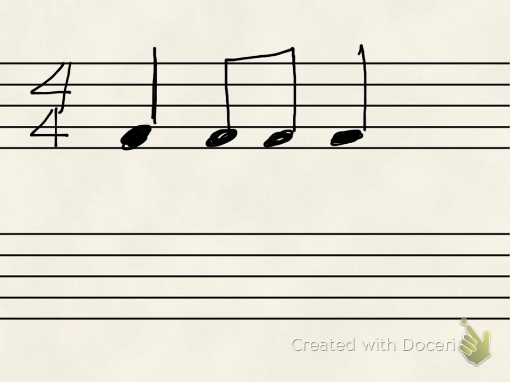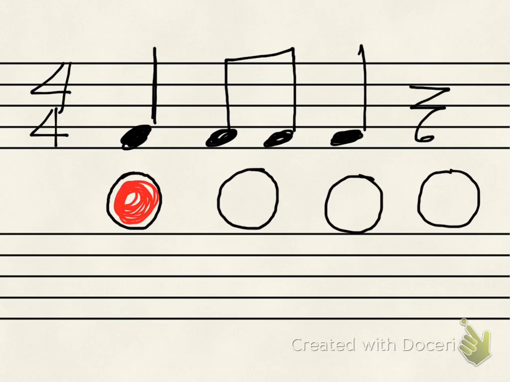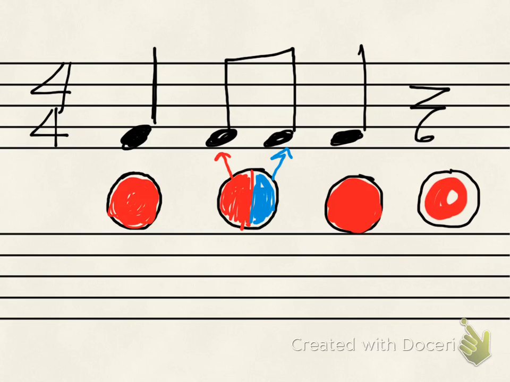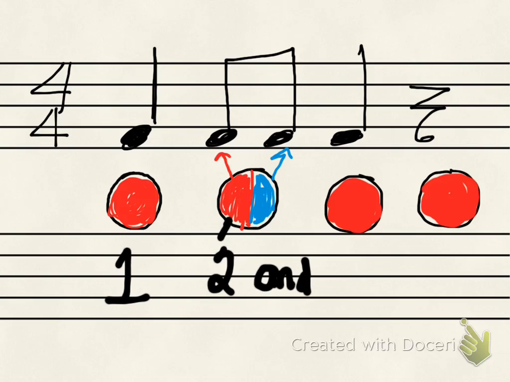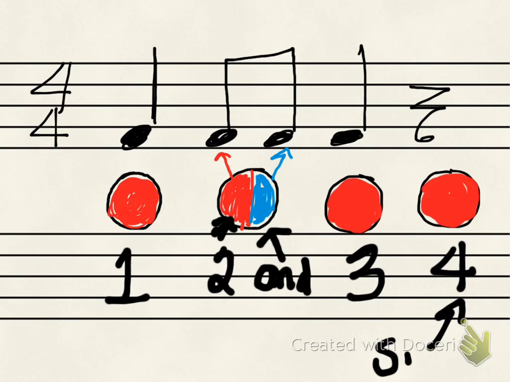So let's look at another measure with beats in it. This time we have the quarter rest. Look at how it's divided. The quarter note takes up a whole pie or 1 whole beat. The two eighth notes, both are 1 beat together, but individually they are half a beat each, so they take half a pie each. 2 and. Third beat has a quarter note, it takes up a full beat. And then the quarter rest, even though it's silent, it takes up the last beat. 1, 2, and 3, 4. Don't clap on 4.